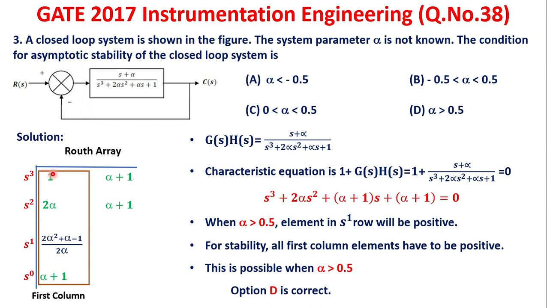Therefore when alpha is greater than 0.5, all the first column elements will be positive. Therefore this is possible only when alpha is greater than 0.5. Therefore alpha greater than 0.5 is the condition for the system to be asymptotically stable. Therefore option D is correct. Let us move to the next problem.